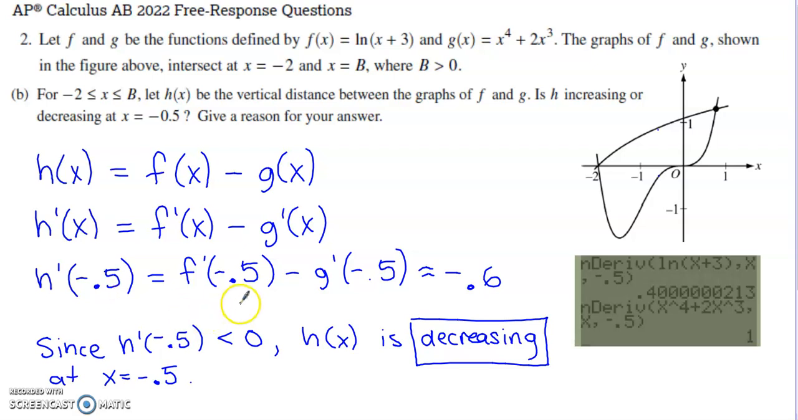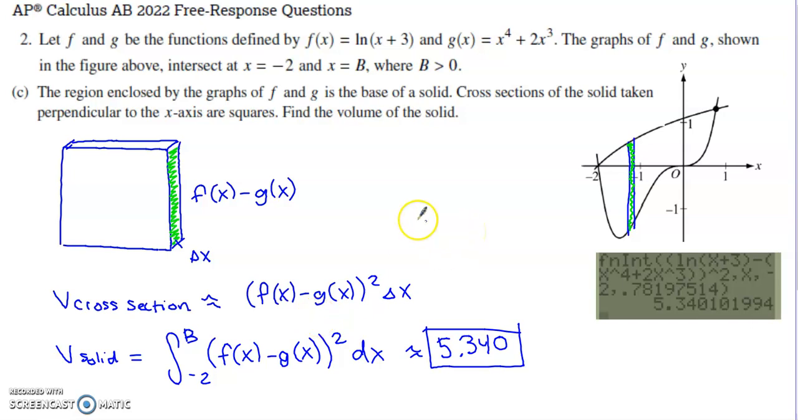So when I evaluate that at negative 0.5, these are calculations that I can do on my calculator. You see I used the numerical derivative operation on my calculator to determine what this value was. I got 0.4 for that, and then also what this value was, which I got 1 for that. So that's going to give me a negative result whenever I take the difference of 0.4 and 1. And because h prime of negative 0.5 is less than 0, h of x is decreasing at that location.